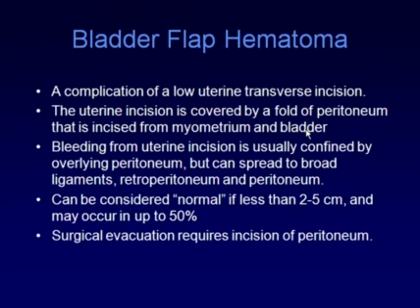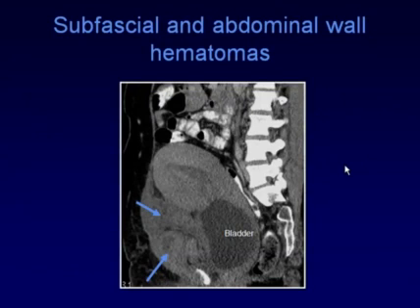Bladder flap hematomas are a complication of the incision from the cesarean section. This is covered by a fold of peritoneum. Bleeding from the incision comes into this region and is usually confined by the peritoneum, but if large, can extend beyond, as you saw, into the ligaments, the retroperitoneum, and the peritoneum. These are considered in the range of normal if they're relatively small and are not infrequent. Surgical evacuation actually requires an incision of the peritoneum.